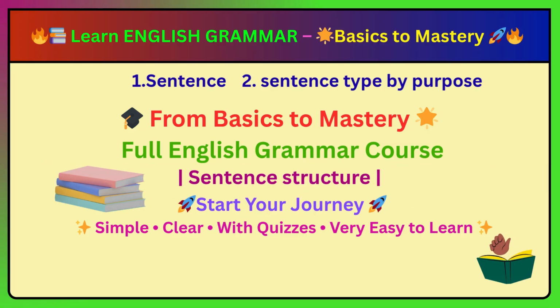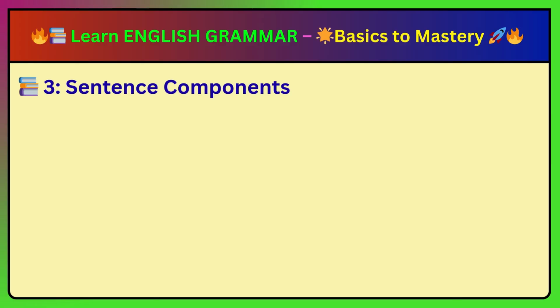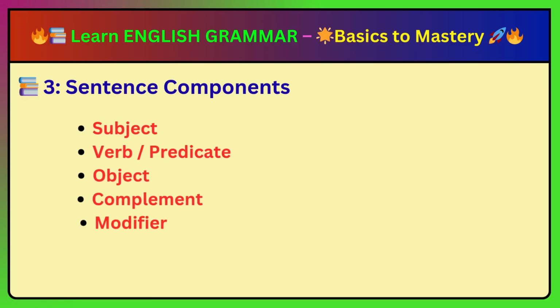Now, let's move on to sentence components. Every sentence has basic parts that help it make sense. These include the subject, the verb, and sometimes an object, a complement, and modifiers. Not every sentence has all five. But understanding these parts helps you read, write, and understand sentences clearly. Let's see them one by one.